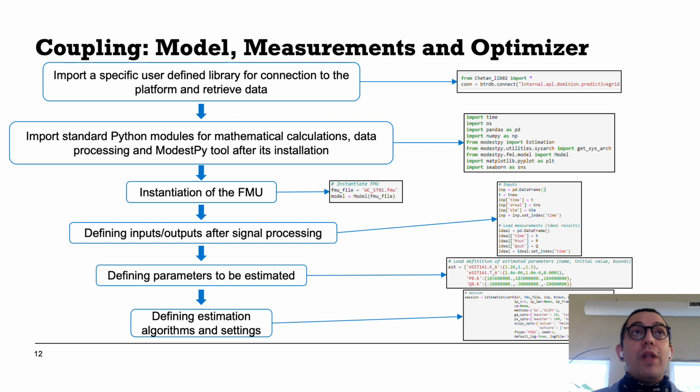Now that the model and the PMU data are ready to be used, we proceed to couple them. We will put together the model, the measurements, and an optimizer. For the optimization part, we use a tool called ModelSpy. After configuring the tool, we instantiate the FMU model, we define inputs and outputs, and we define the parameters to be estimated along with the optimization algorithm solution settings.